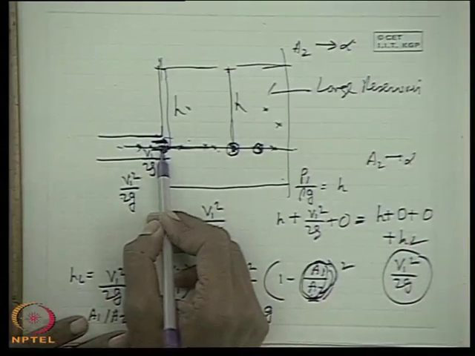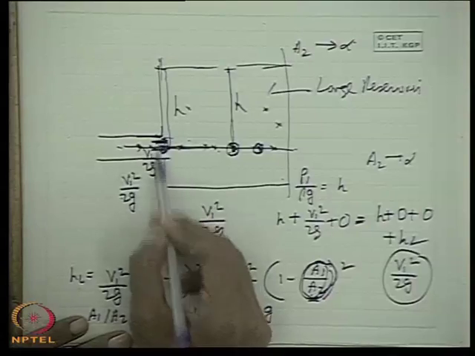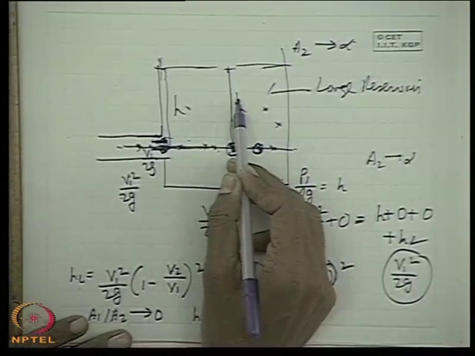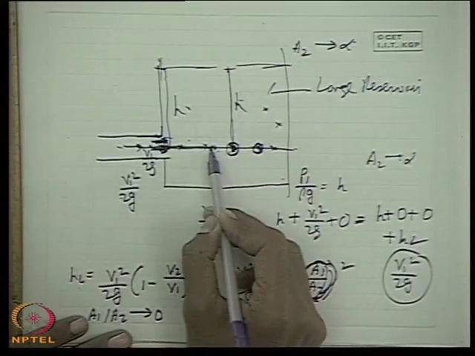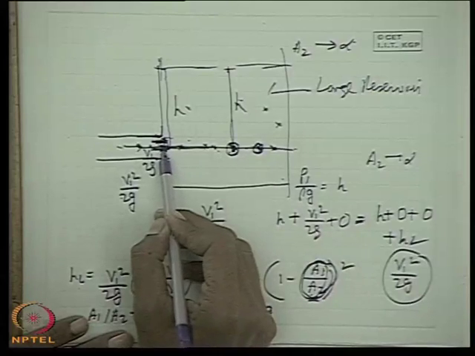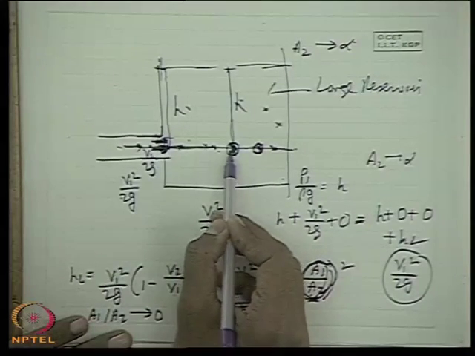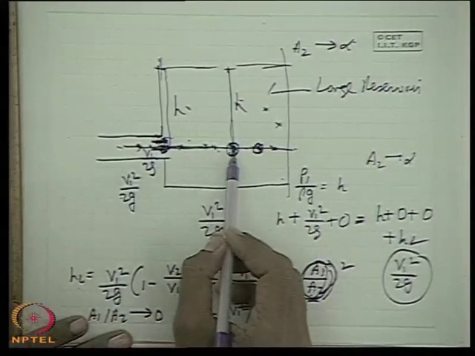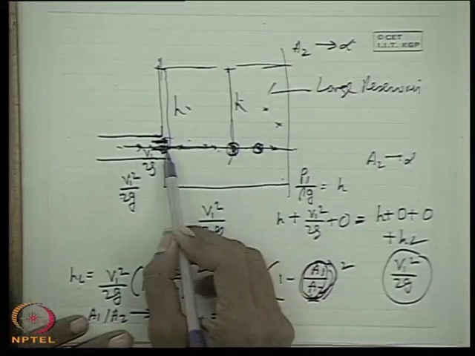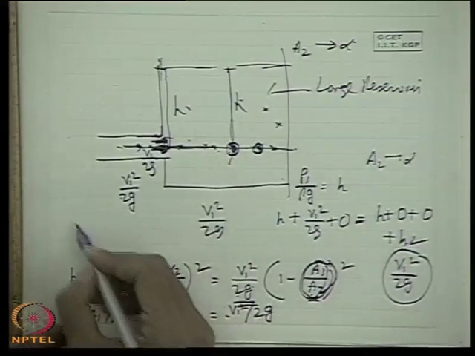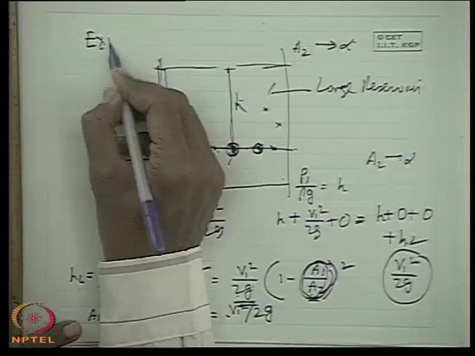That means physically, this velocity head is lost. This kinetic energy of the fluid is being converted into intermolecular energy. So these points have a higher temperature than this point. If you take care of the intermolecular energy, the energy level will be the same. Otherwise, the mechanical energy here is lower than this. This is the loss, and this loss is known as exit loss.